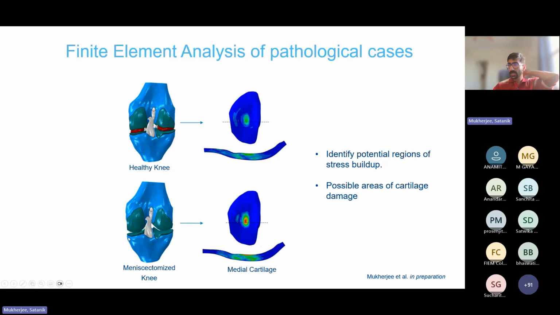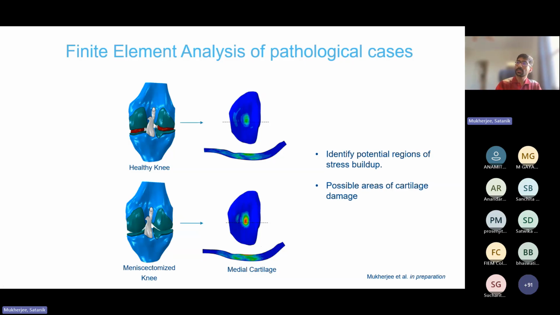And as you can see with the meniscectomized joint, with these contour plots showing the distribution of stresses and strains, you'll see that as you remove the meniscus, especially in the tibial cartilage, there are a lot of increased stresses in the cartilage, because now the meniscus is not there. There is no cushioning effect of the meniscus, and that leads to higher stresses. And these could be potential regions where you could see subsequent damage of cartilage happening in the long run.